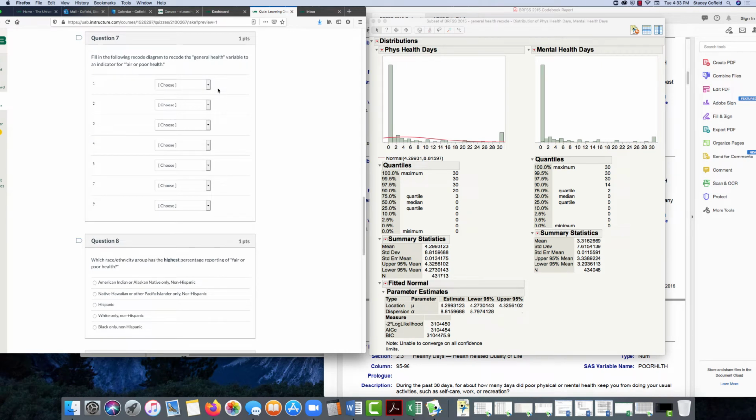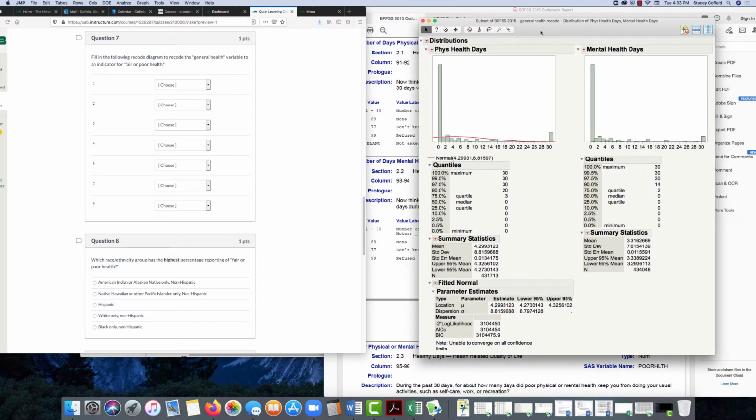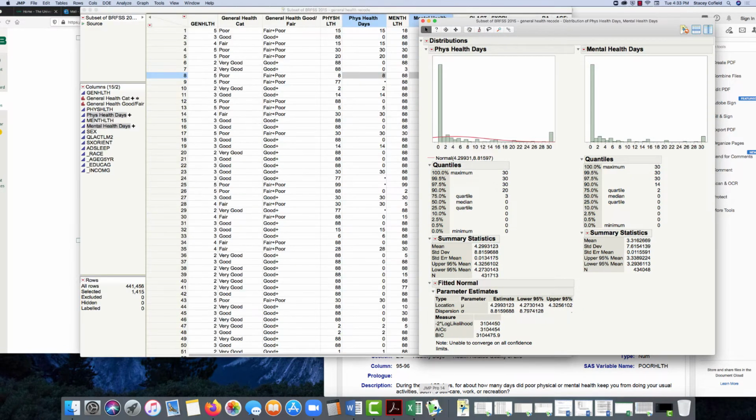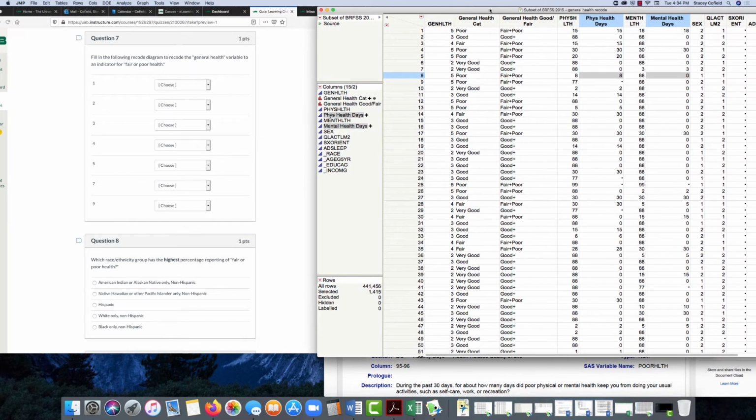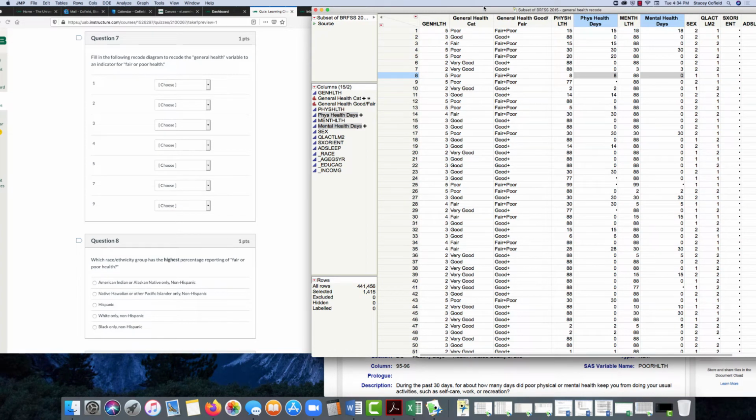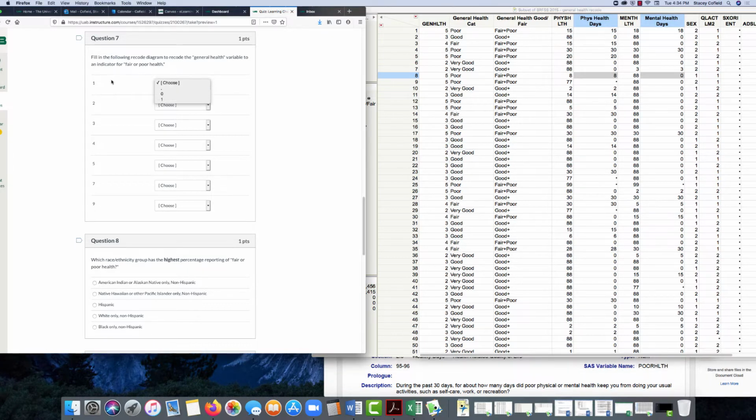So now we can take a look at the recode diagram. Moving from those distributions back to the data here for general health. Recode, fill in the following recode diagram to recode the general health variable to an indicator for fair or poor health. So what would number 1 be?